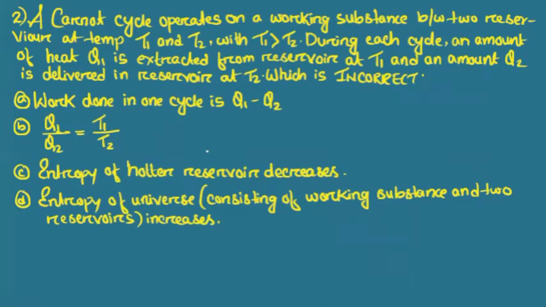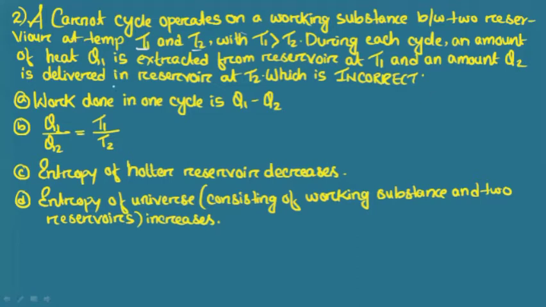question number 2. Question number 2 says a Carnot cycle operates on a working substance between two reservoirs at temperature T1 and T2. There is a Carnot cycle which is operating on a working substance between two reservoirs. They are at temperature T1 and T2. Here it is said T1 is greater than T2. That means T1 is the temperature of the source, that is the hot reservoir, and T2 is the temperature of the sink, that is the cold reservoir.